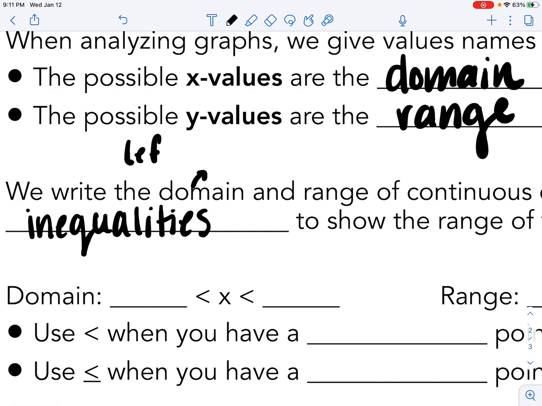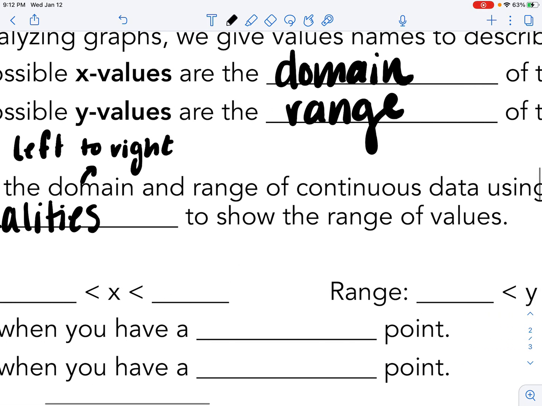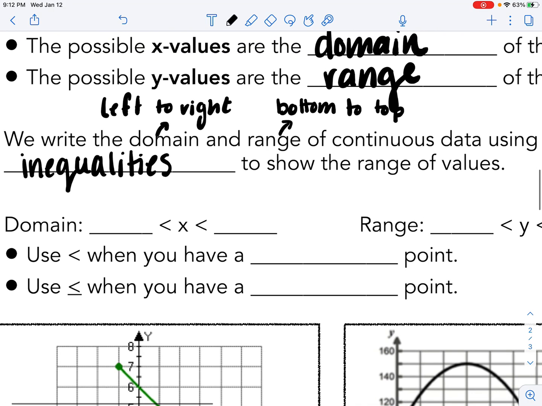For domain, we're always going to go from left to right because the smallest values for the x is always on the very left of the graph, and the bigger values are going to be on the right. For range, the bottom values are going to be the small ones, right? For y, all the way at the bottom. We're going to go bottom to top because our top values are going to be the bigger numbers.